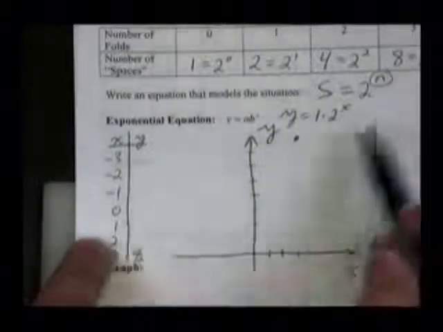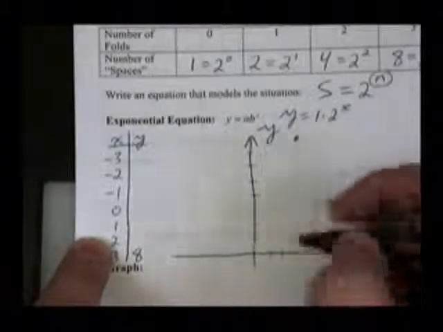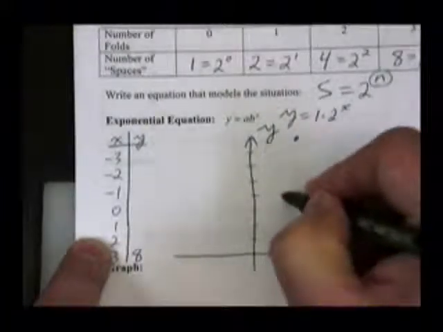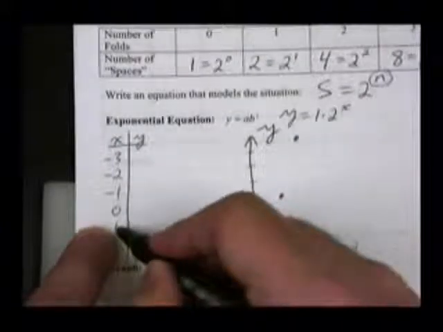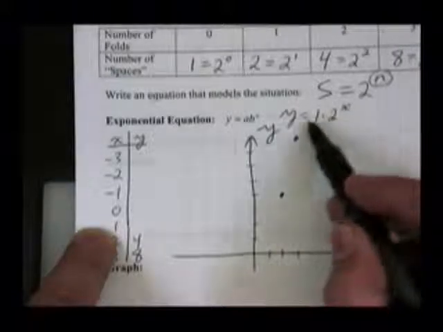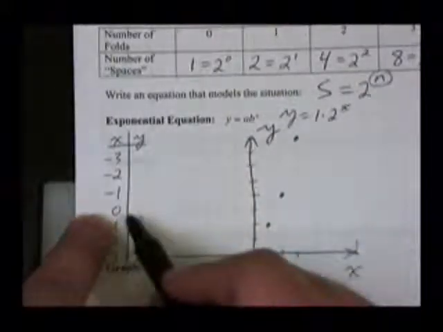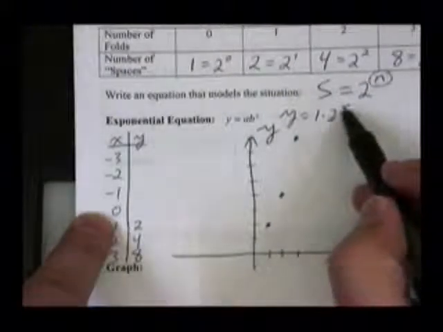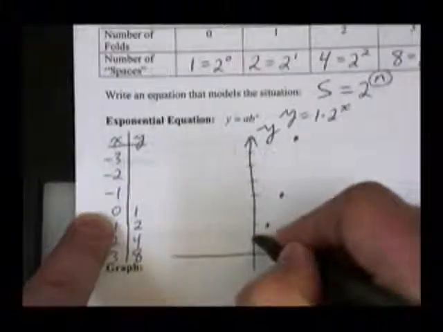Up here. Okay? Then I'm going to plug in a 2. 2 squared is 4 times 1 is 4. So I have the point 2, 4. I'm going to plug in a 1. 2 to the 1 is 2. 2 times 1 is 2. So I get 1, 2. 0. 2 to the 0 is 1. 1 times 1 is 1. So I get 0, 1.